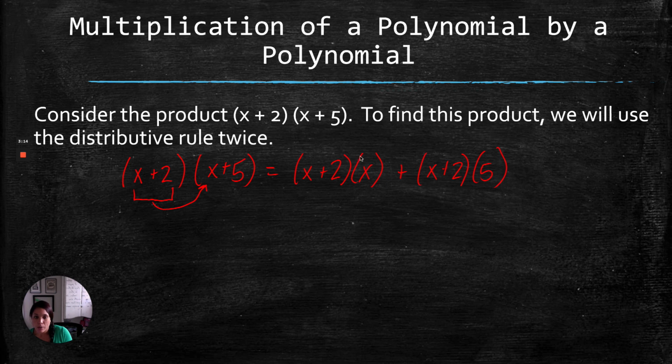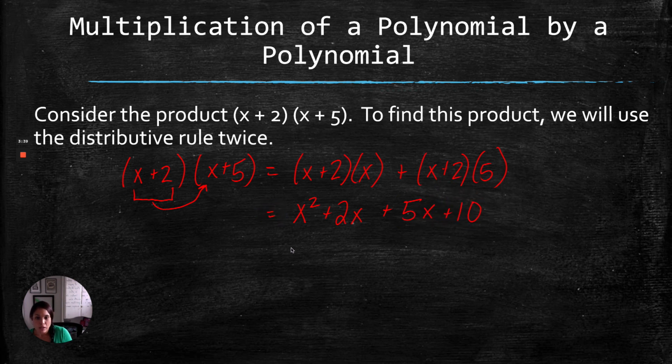So now I need to distribute this term. So x times x is x squared. X times 2 is positive 2x. And then I'm going to distribute this 5 to the terms inside this parentheses. 5 times x is 5x. 5 times 2 is 10.